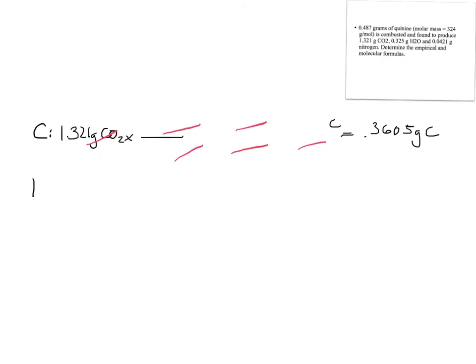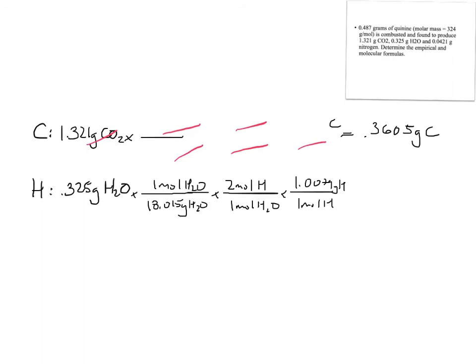Now we could do the same thing with hydrogen, and we get the hydrogen from our water, and we found that there was 0.325 grams of H2O. So our stoichiometry would look like that, and we can cancel out units. And we're left in the end with grams of hydrogen, and we find out that the initial molecule had 0.0364 grams of hydrogen in it.